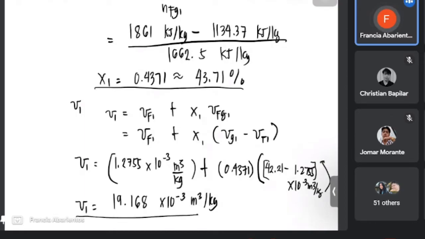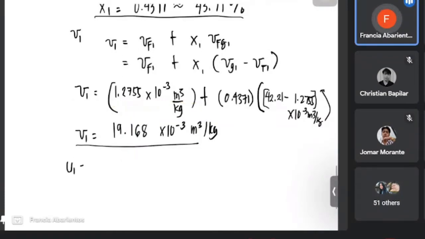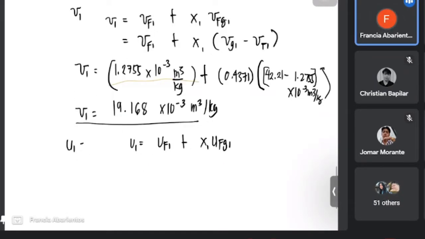We have now the specific volume at point 1. Proceed to the enthalpy at point 1. Enthalpy at point 1. Okay. Plus the quality times hfg at point 1. Nilalagyan ko na class ha, ng quality at point 1. What is hf1? We have 1128.39. Quality 0.4371.